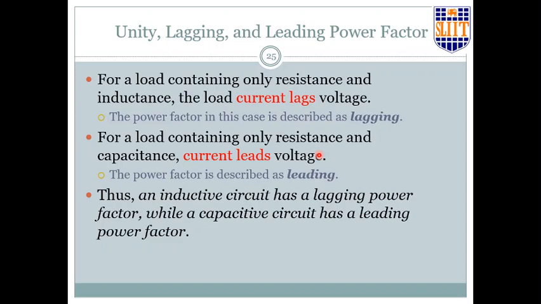So if it is an inductive load, it has a lagging power factor. If it is a capacitive circuit, it has a leading power factor. So that leading or lagging is based on the current. If the current is leading, we have a leading power factor. If the current is lagging, we have a lagging power factor.